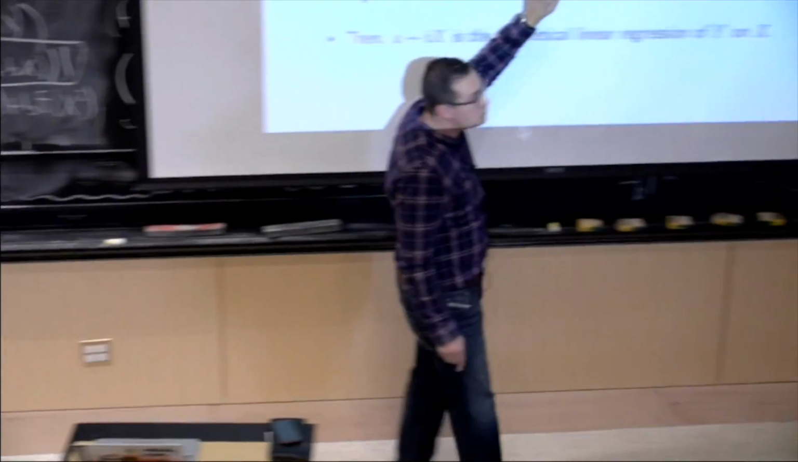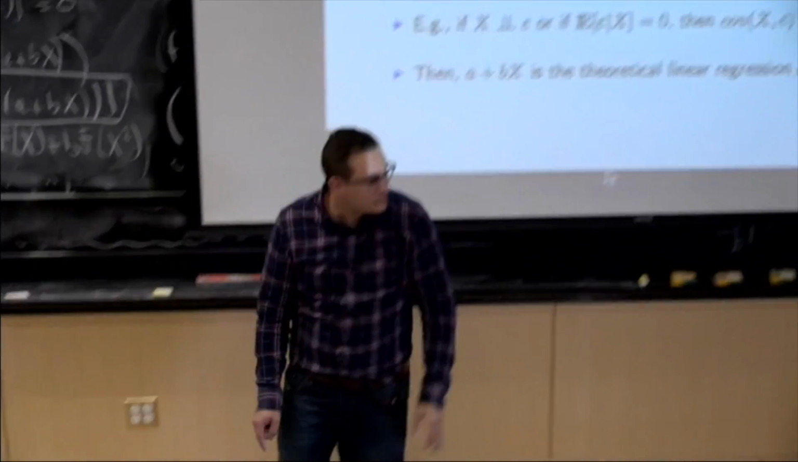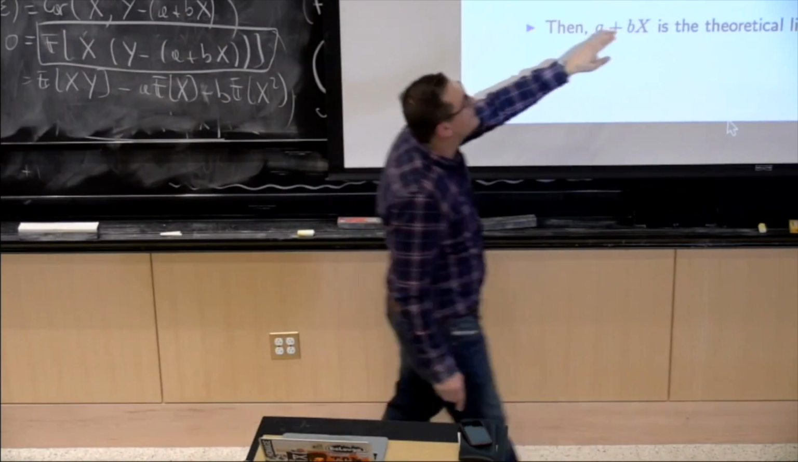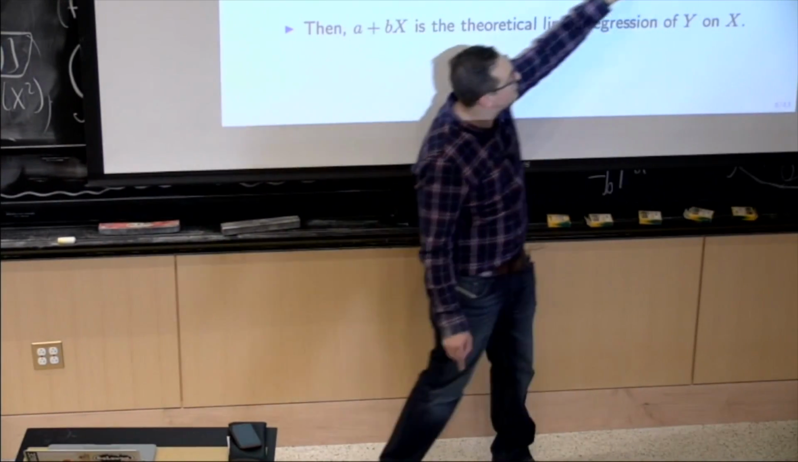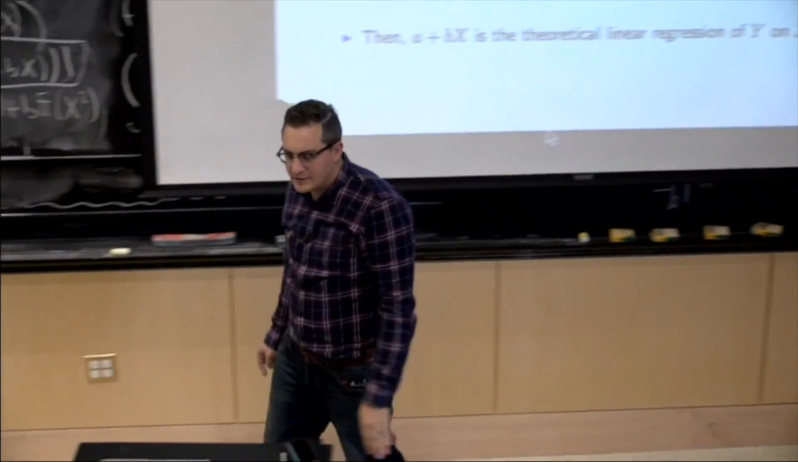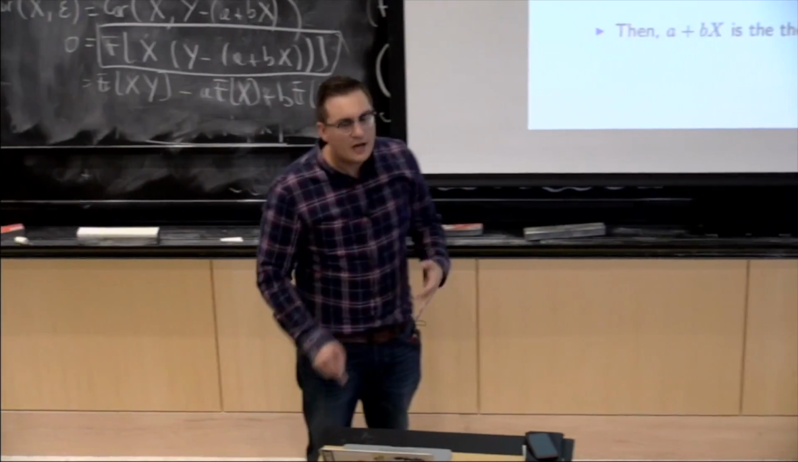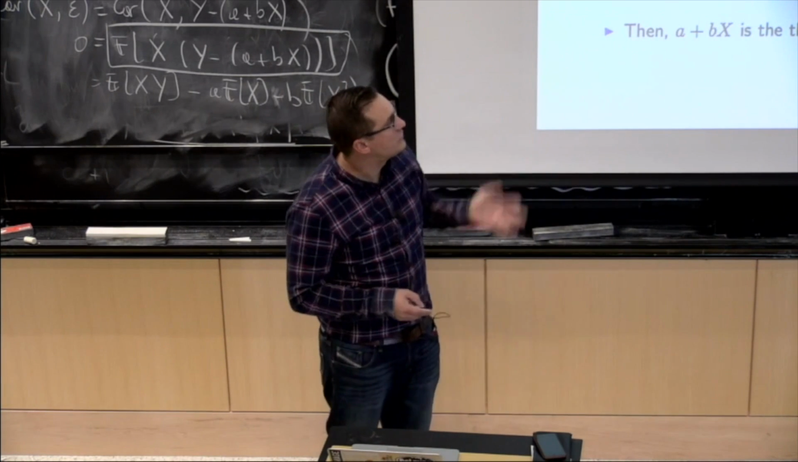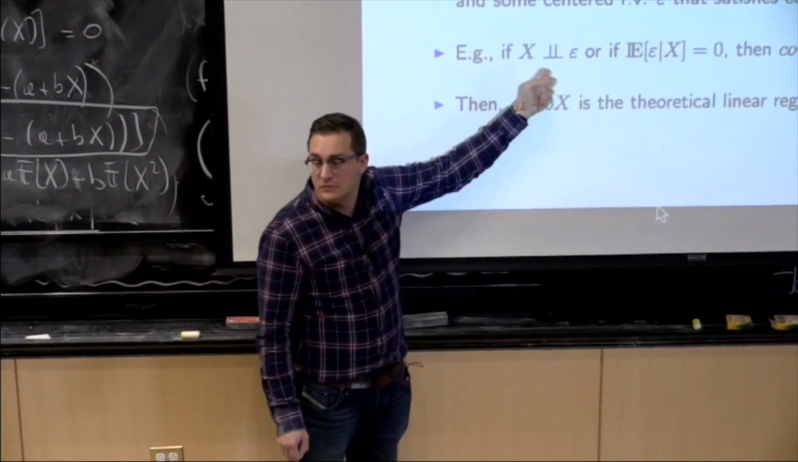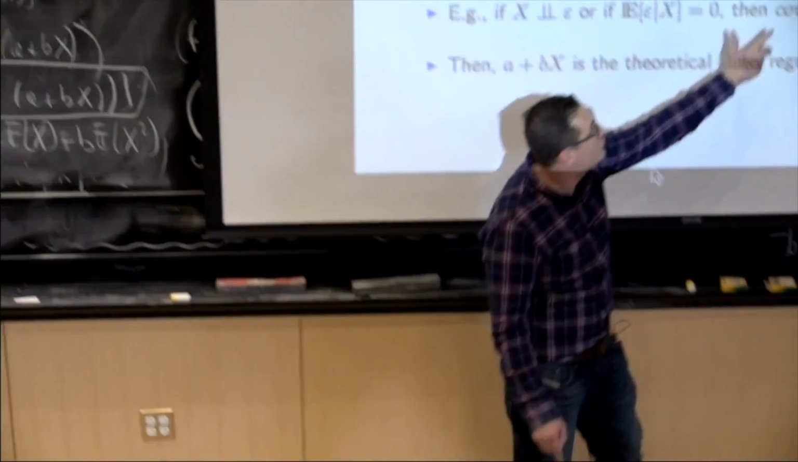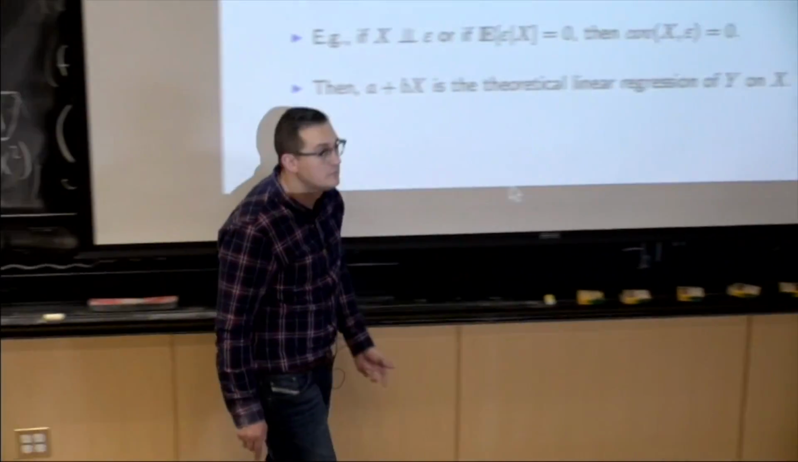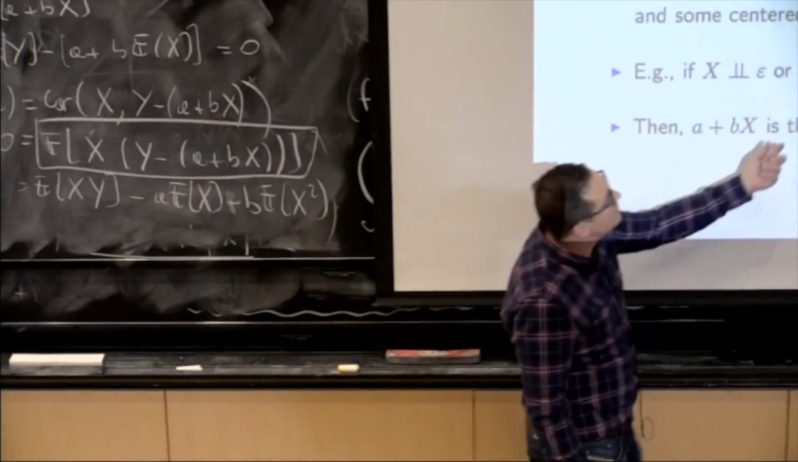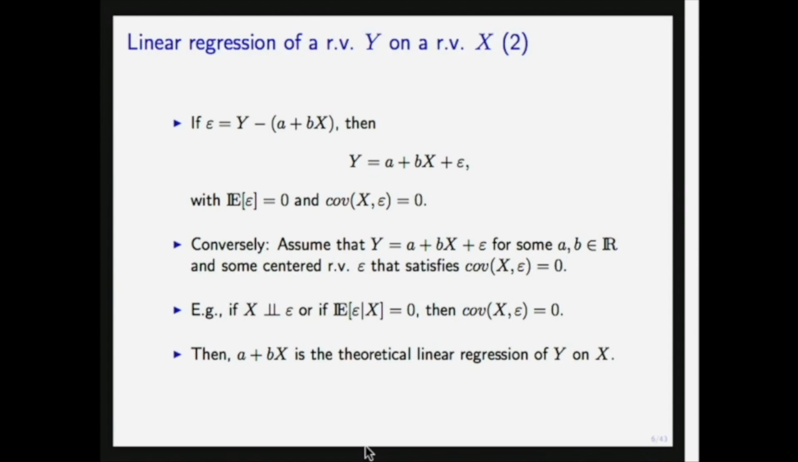So conversely, if we assume that this is the model that we have, then we're going to have to assume that epsilon is centered and that the covariance between x and epsilon is 0. Actually, often, we're going to assume much more. And one way to ensure that those two things are satisfied is to assume that x is independent of epsilon, for example. If you assume that x is independent of epsilon, of course, the covariance is going to be 0. Or we might assume that the conditional expectation of epsilon given x is equal to 0, then that implies that.